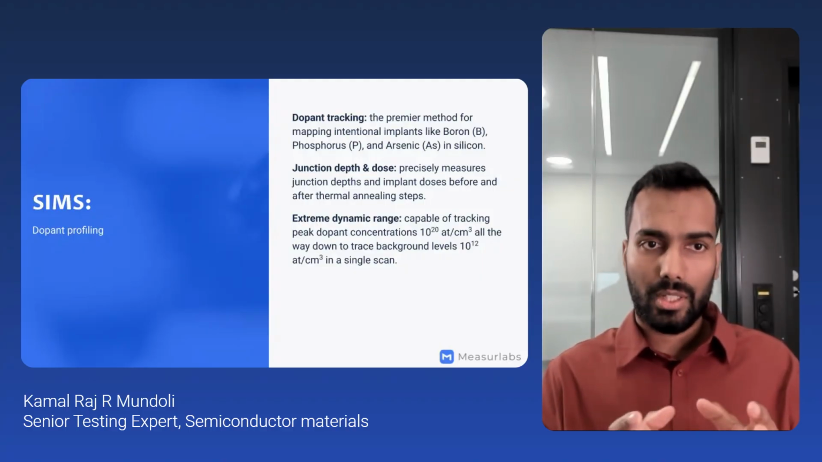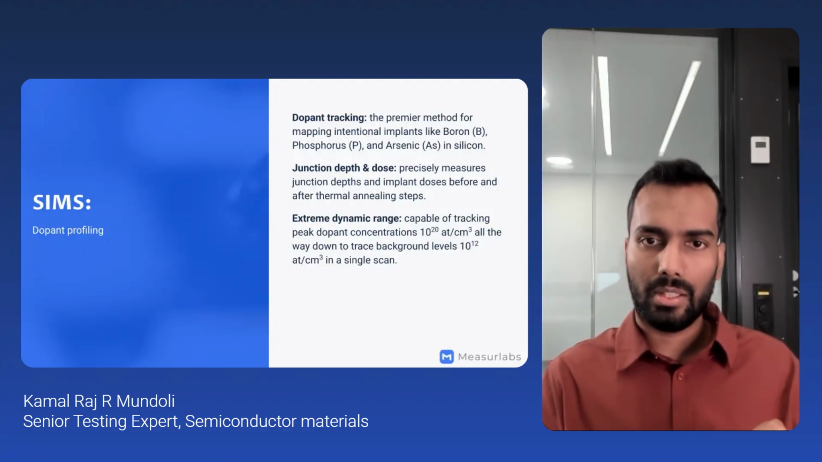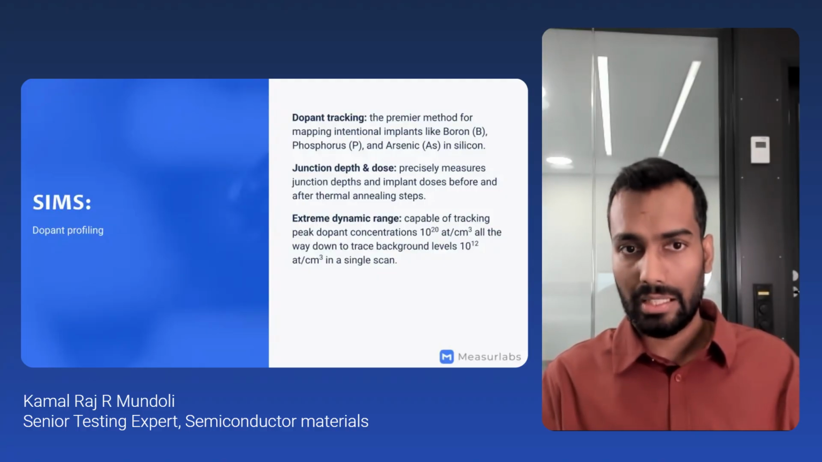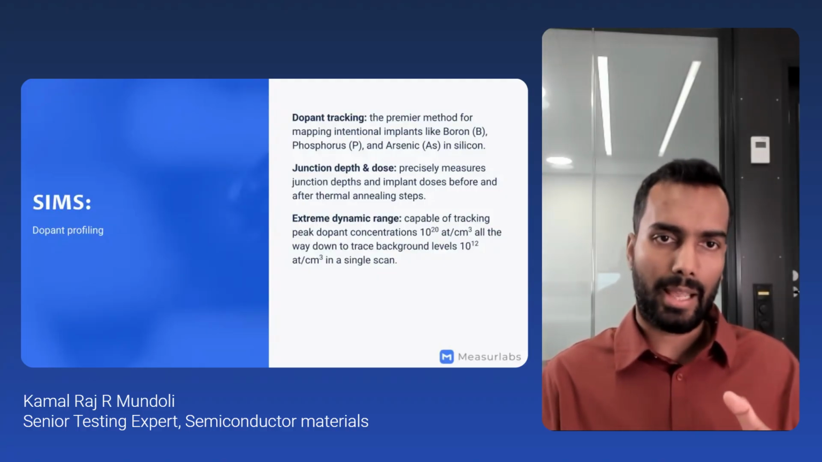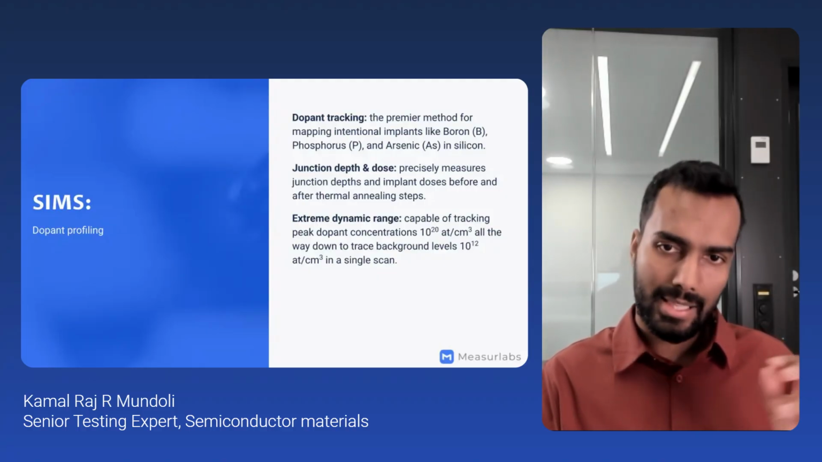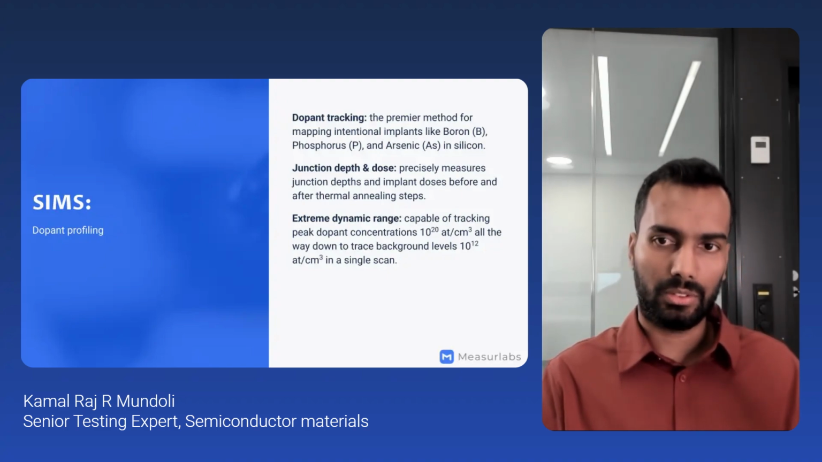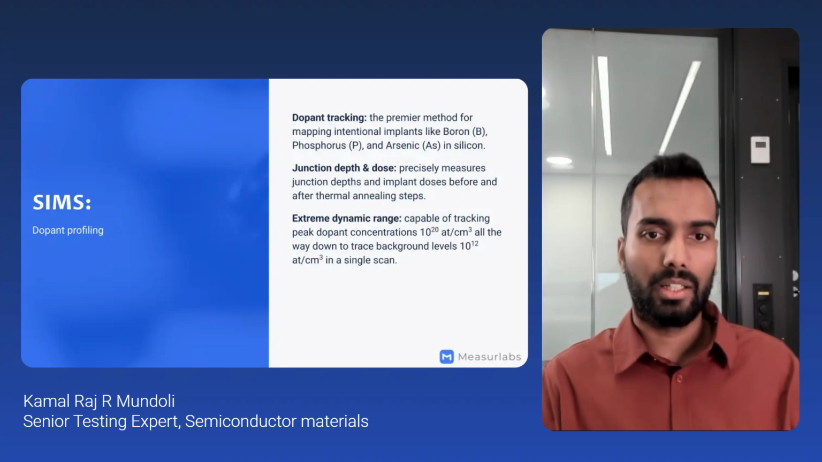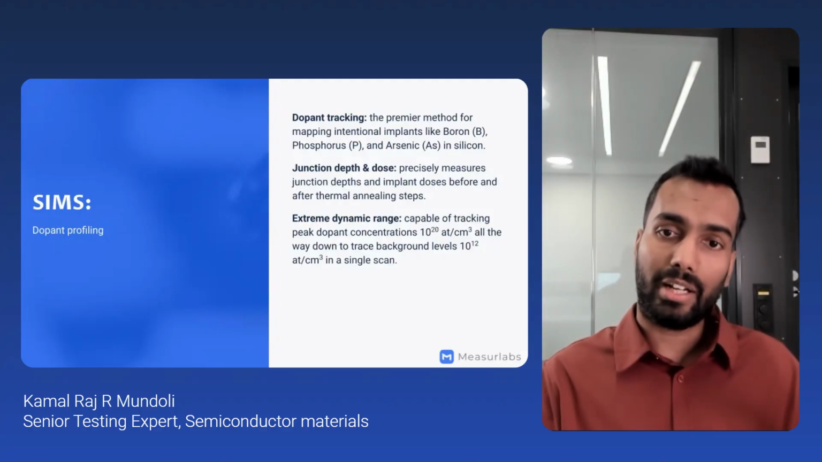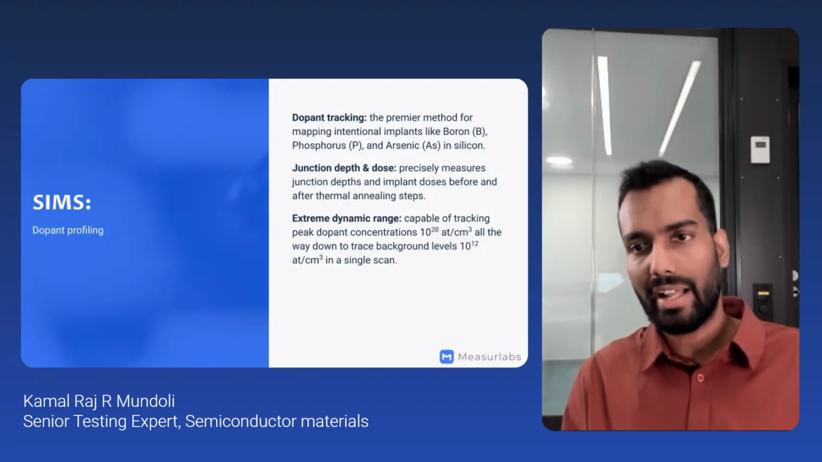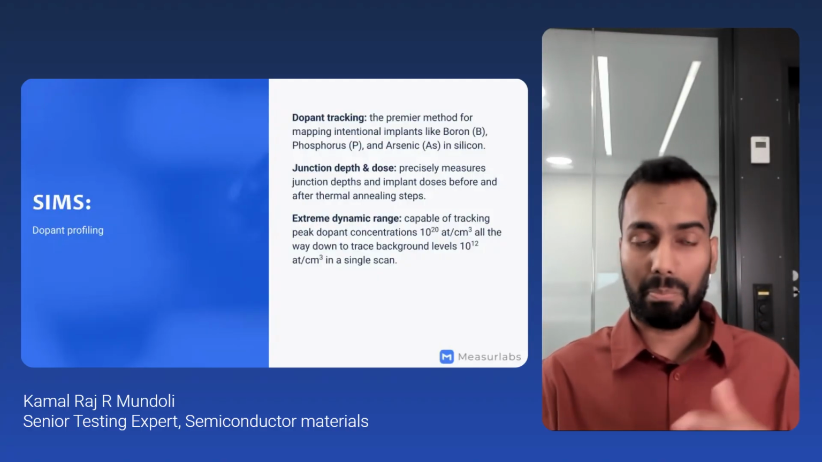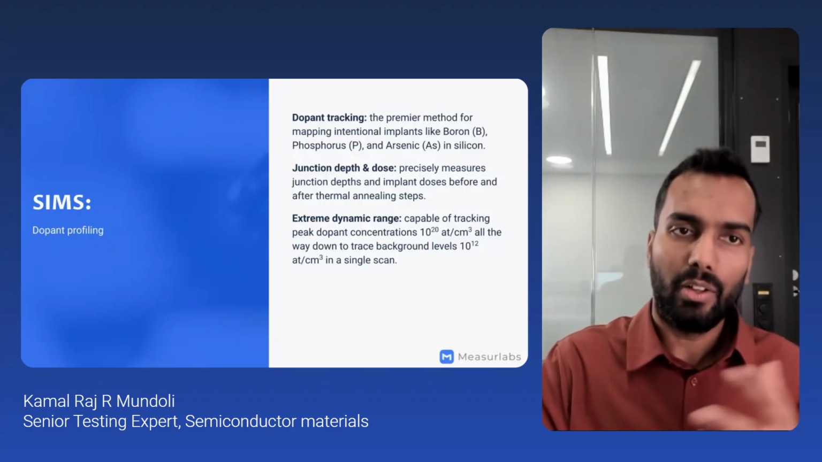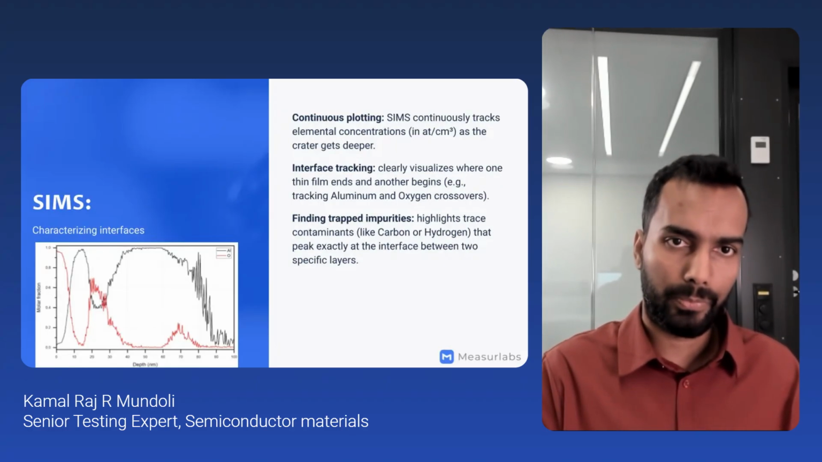One of the most impressive feats of SIMS in this application is its extreme dynamic range. In a single continuous scan, the detector can track massive peak dopant concentration, for example 10^20 atoms per cubic centimeter, and flawlessly follow that concentration curve all the way down to trace background level as low as 10^12 atoms per cubic centimeter without saturating the detector.